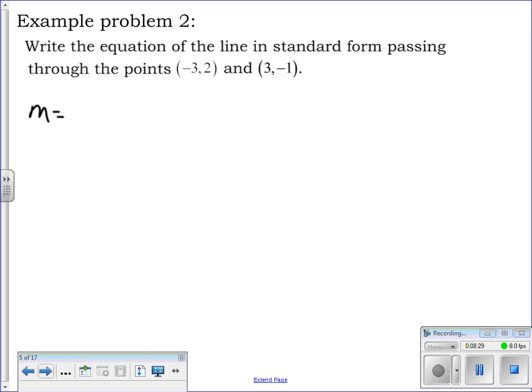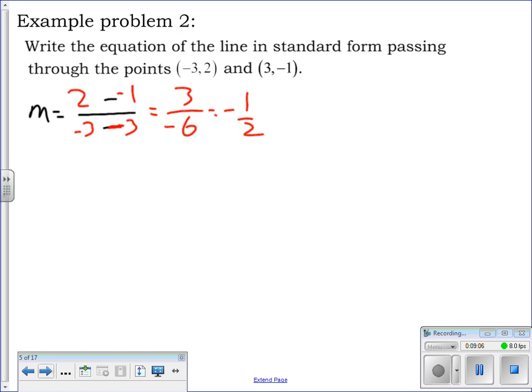Slope equals, once again, same formula every time. Just fill in the blanks. Y minus y, 2 minus -1, over x minus x, -3 minus 3, equals 3 over -6, equals -1/2. Okay.